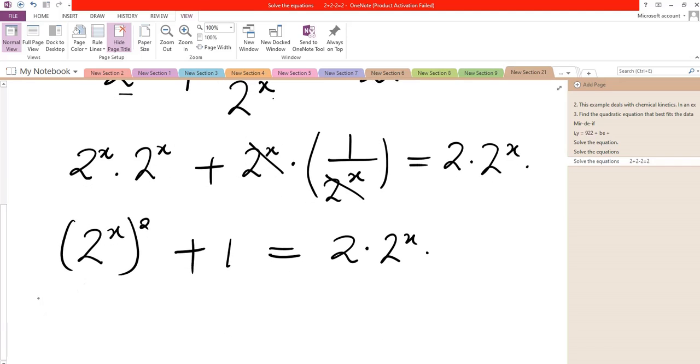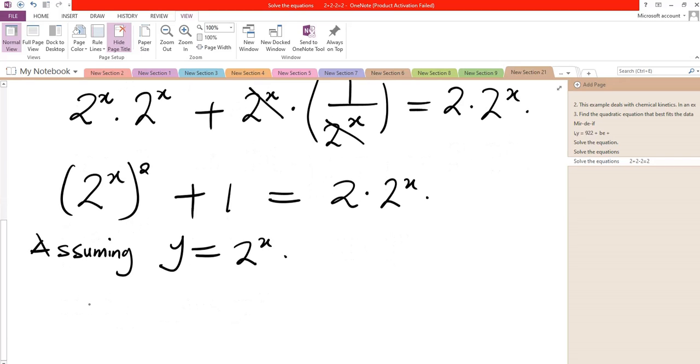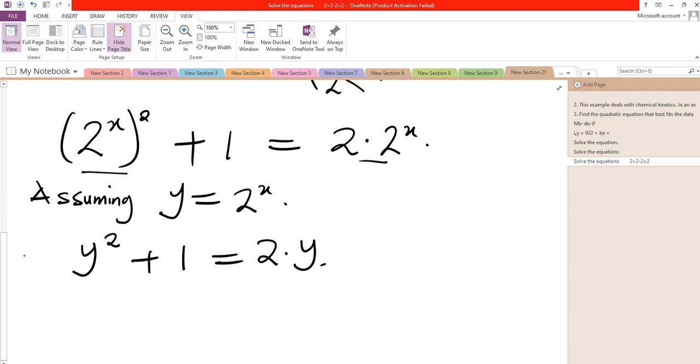Now assuming y is equal to 2 raised to power x. Now wherever I see 2 raised to power x, I replace it with y. So here we'll have y raised to power 2 for the first term plus 1 equal to 2 times y for the term at the right hand side.